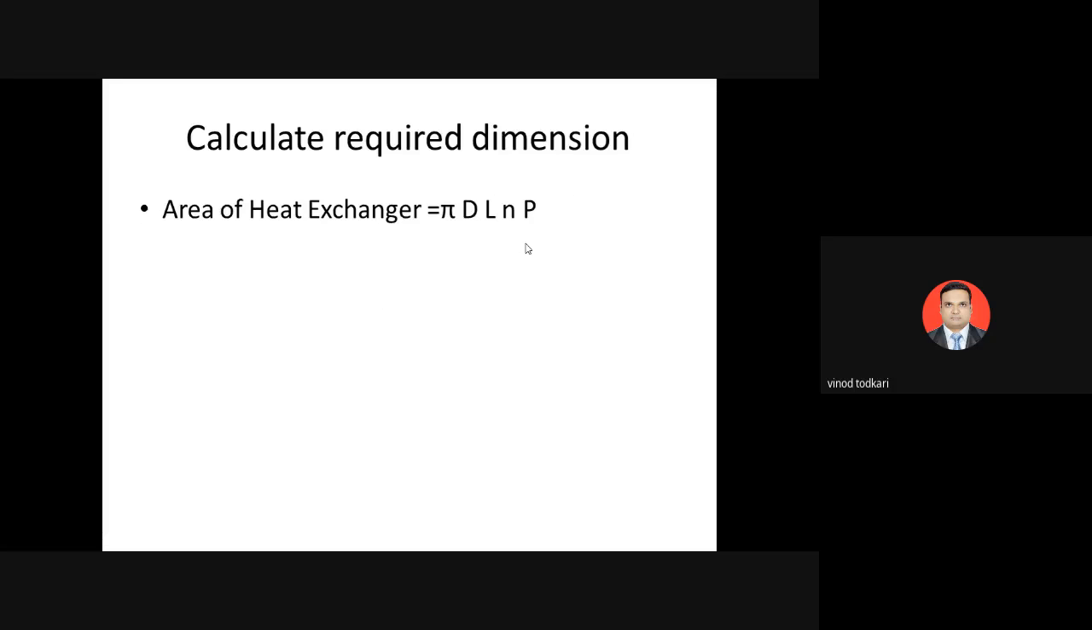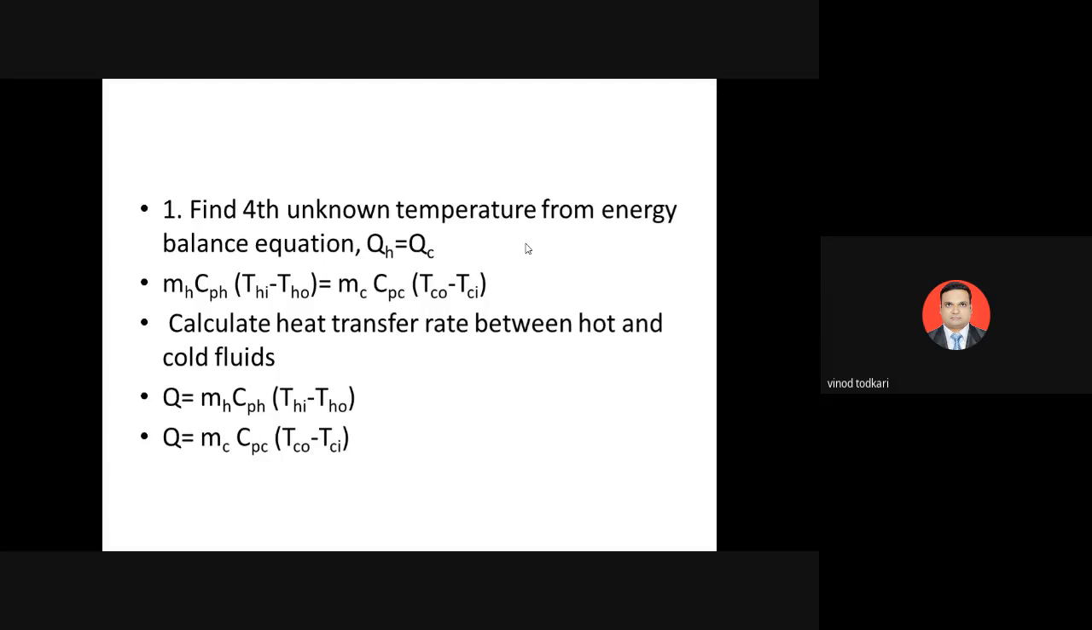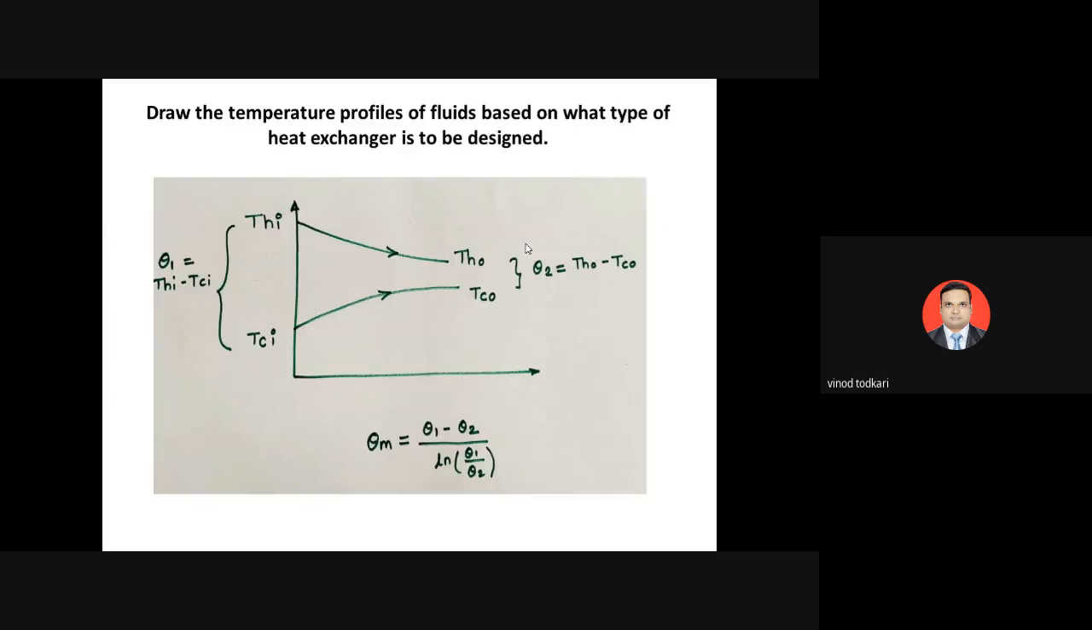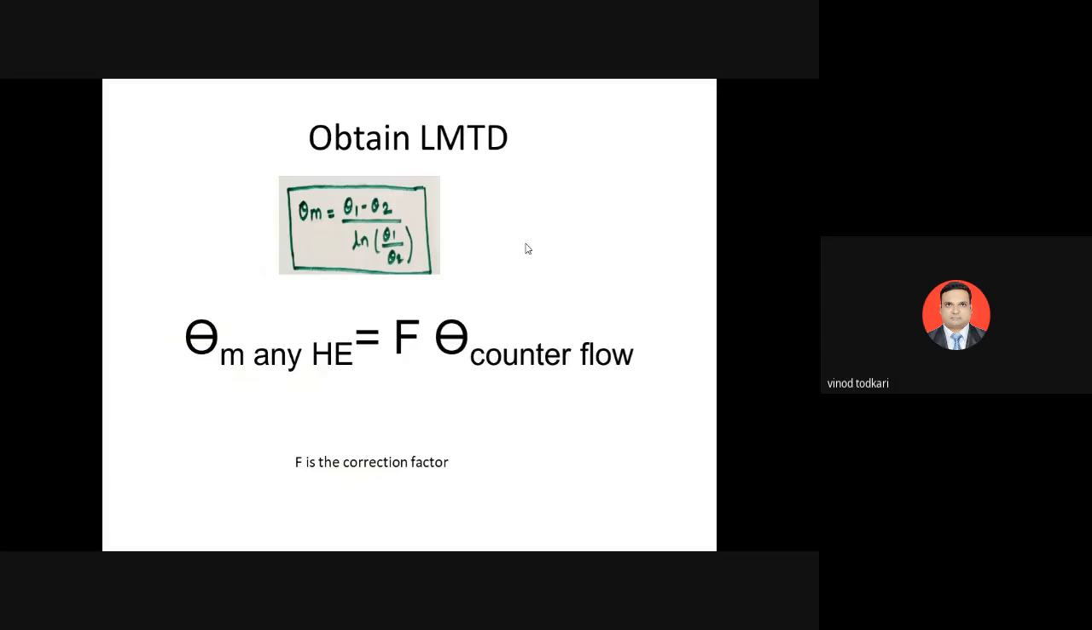Okay, so I will just repeat the steps and we will work out one numerical. What are the steps? The first step is to apply the energy balance equation and to find out the fourth unknown temperature. What is the second step? The second step is to calculate the heat transfer rate. Either you can find QH or QC. What is the third step? The third step is to draw temperature profiles, and from temperature profiles we can work out theta 1 and theta 2. What is the last step? The last step is to find theta m. Theta m is nothing but log mean temperature difference.